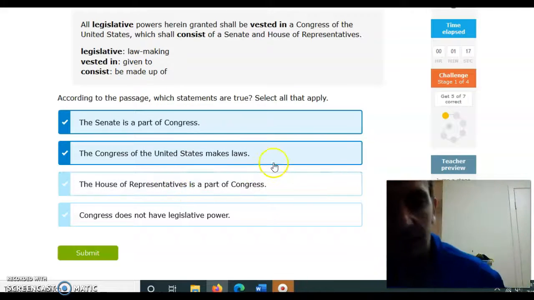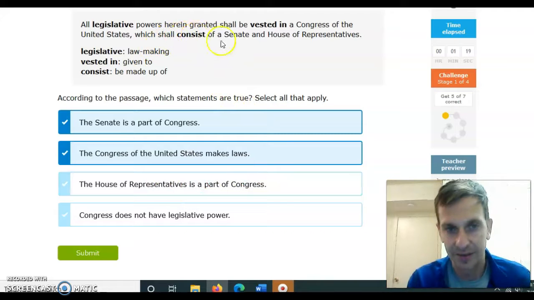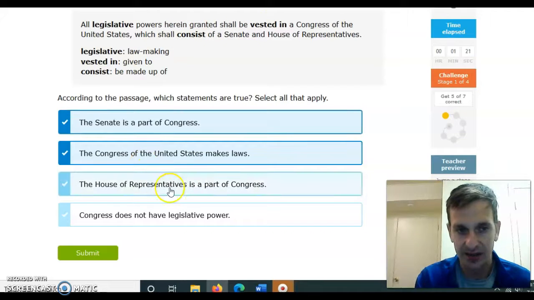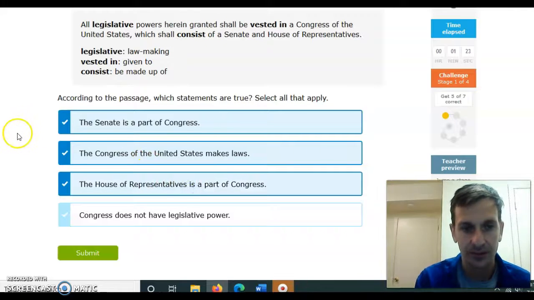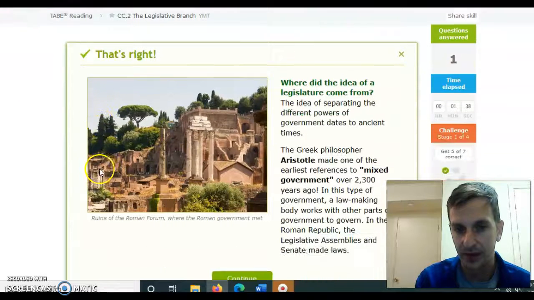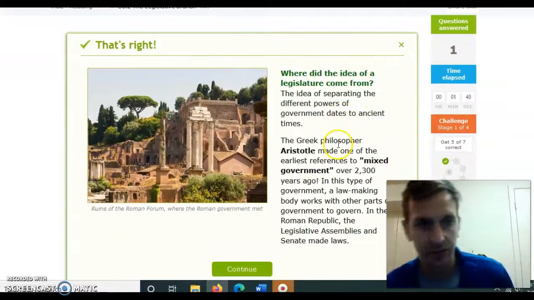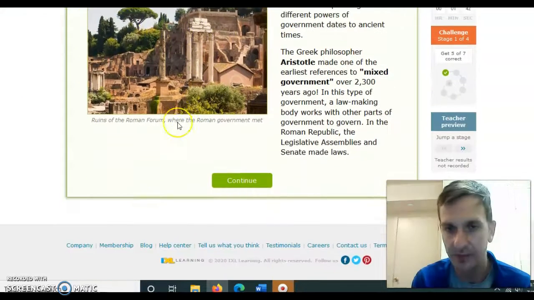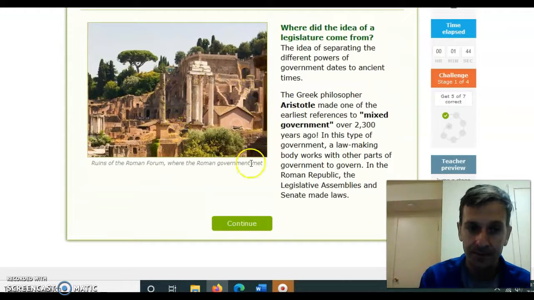House of Representatives is part of Congress. Just like it shall consist of a Senate, it should also consist of a House of Representatives. Congress does not have legislative power. We can't say that it makes laws, has lawmaking power, and then does not have it. So these three are your answers. Excellent.